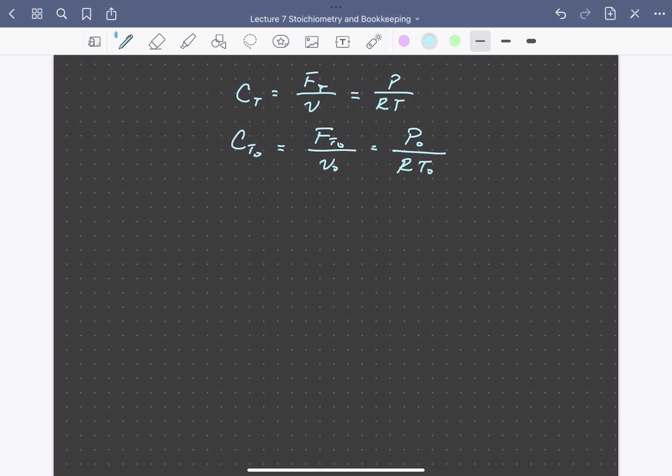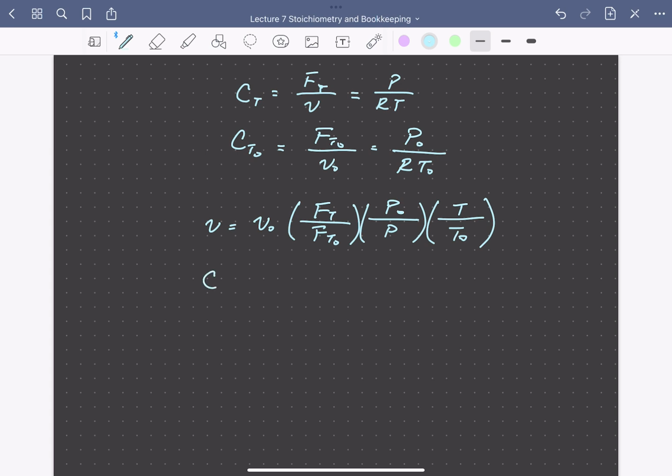So again, here I'm going to divide these two expressions by one another and solve for the volumetric flow rate. So this comes out to the volumetric flow rate at any position in the reactor is equal to the inlet volumetric flow rate times the ratio of the total molar flow rate at any position divided by that at the inlet, times the ratio of the initial pressure to the pressure at our position downstream, times the ratio of the temperature to the initial temperature.